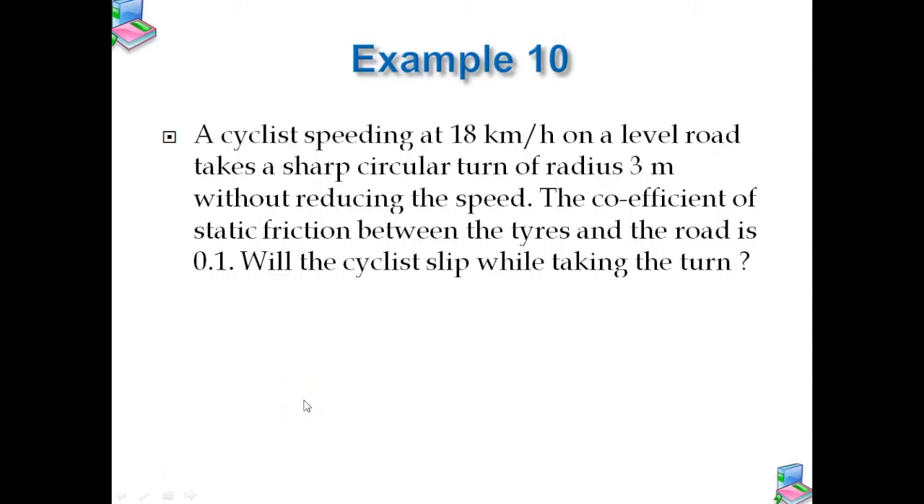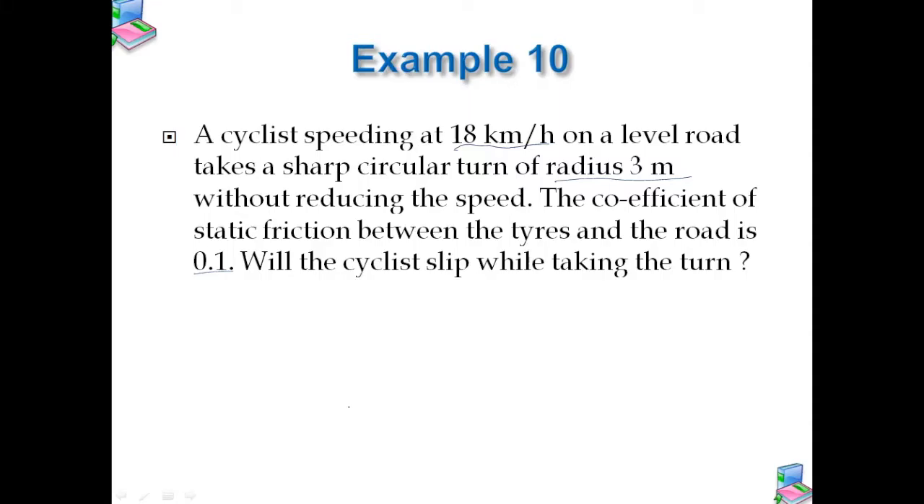So now let us consider one very simple problem. A cyclist speeding at 18 km per hour on a leveled road takes a sharp circular turn of radius 3 m without reducing the speed. The coefficient of static friction between the tires and the road is 0.1. Will the cyclist slip while taking the turn? So that is the question.